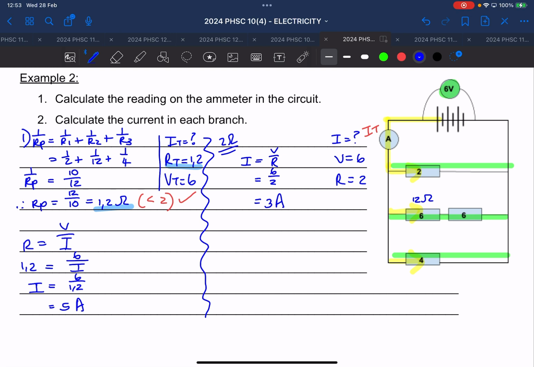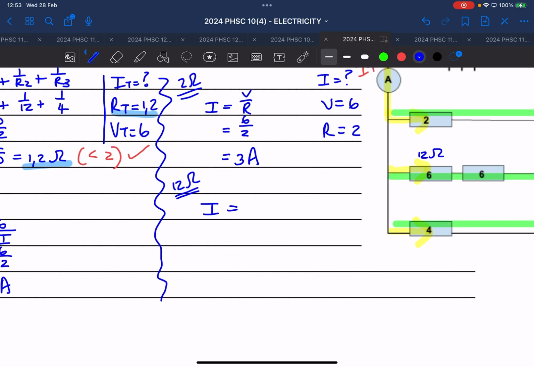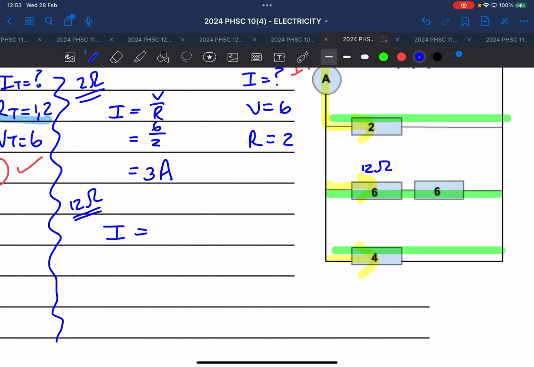Alright, now we're going to go to this 12 ohm branch. Now I'm not even going to write down a formula, I'm just going to substitute values. What is the volts for the 12 ohm branch? 6. And the resistance is what? And quick mathematics, how much is that? 1/2, which is a half.